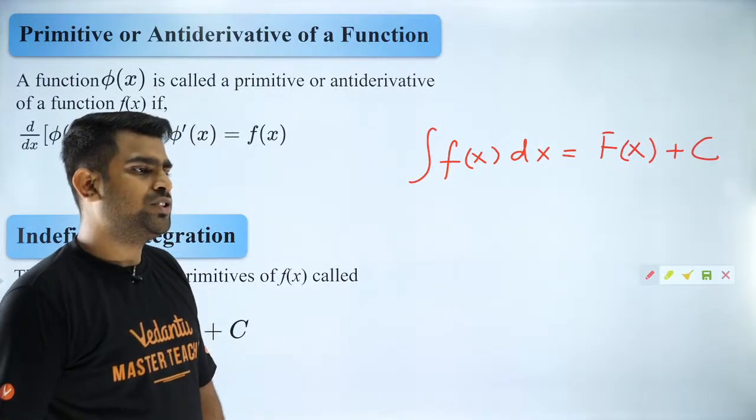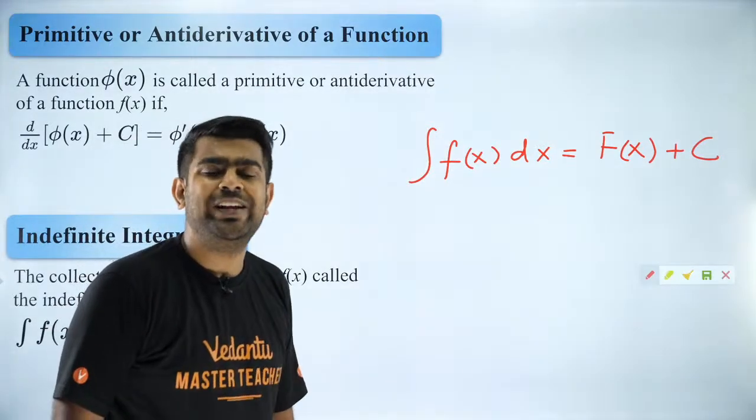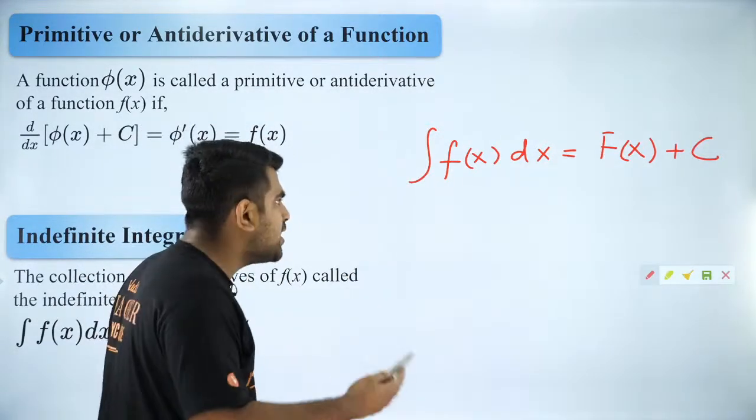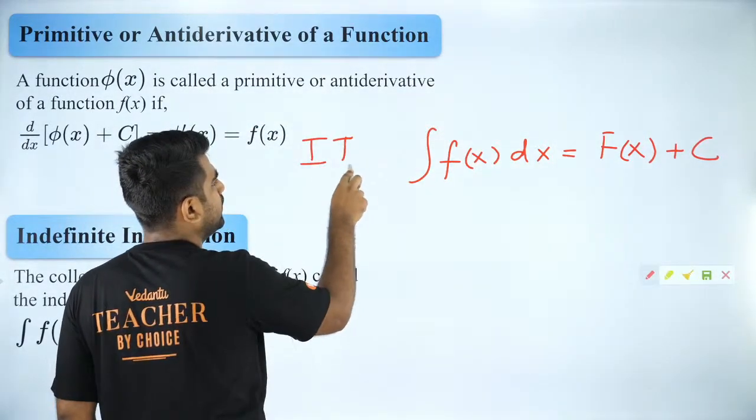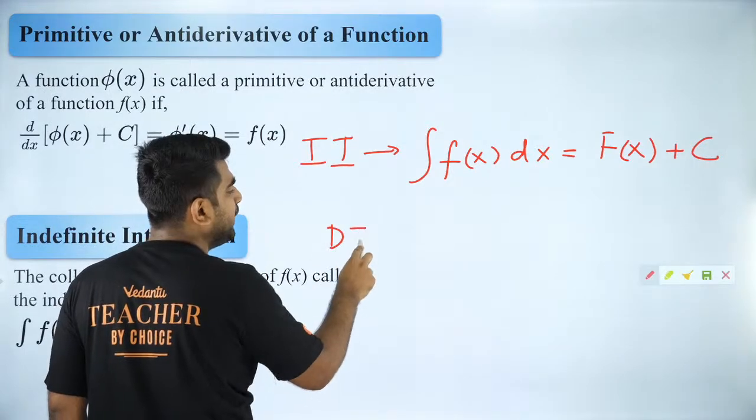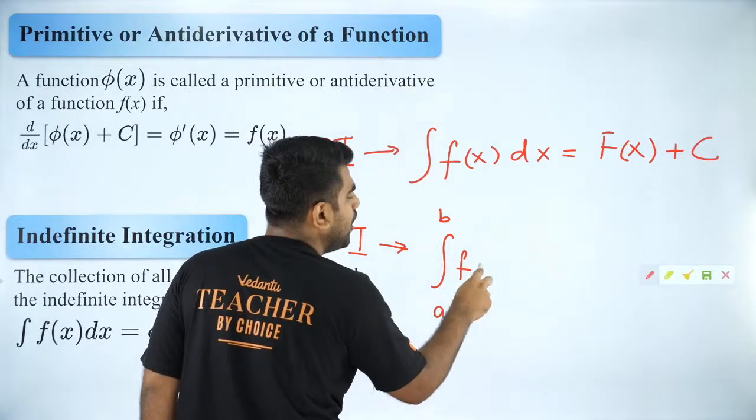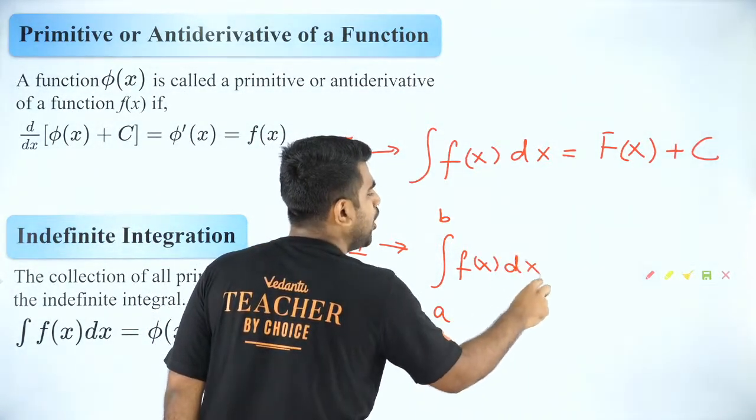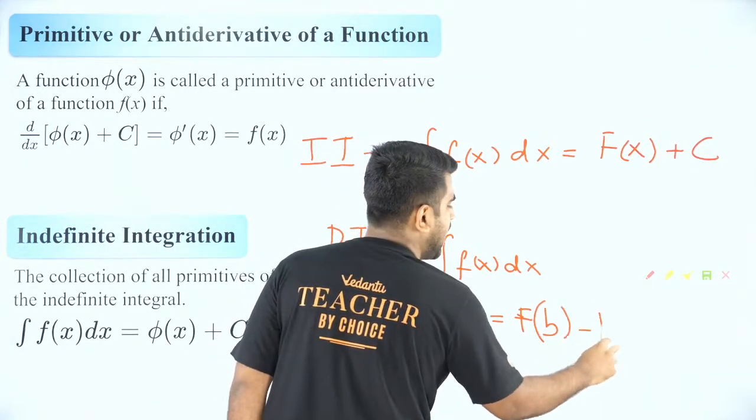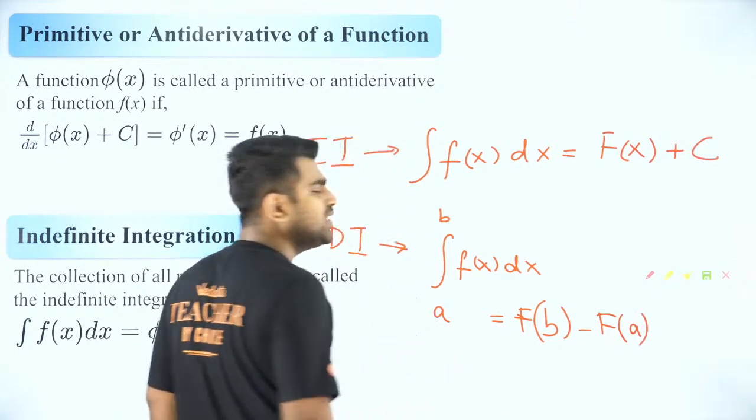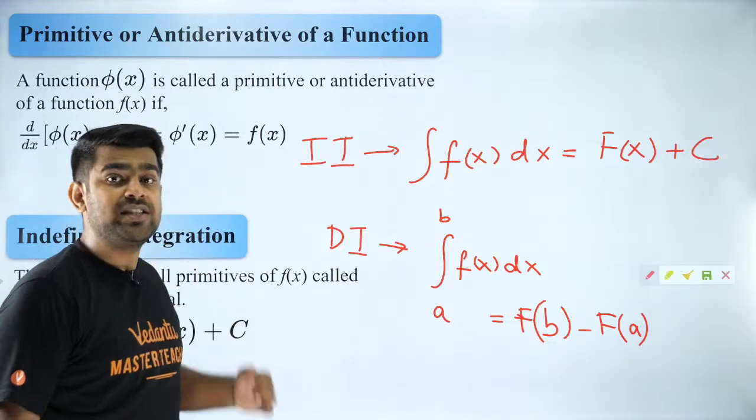Okay. So now, everybody is asking, sir, what is the difference between indefinite and definite? Let me answer that. So this is called your indefinite integration. Now, definite integration means it will be the integral from a to b of f of x dx. You would have seen this a lot in physics. So that will be equal to capital F of b minus capital F of a. We will study this in detail in the next chapter, Dominic. Don't worry about it.